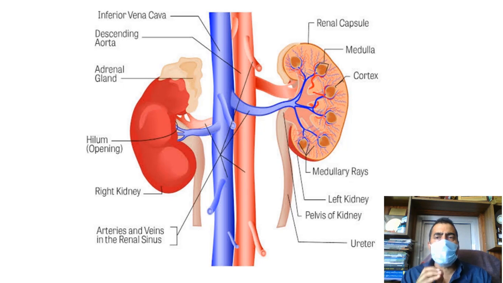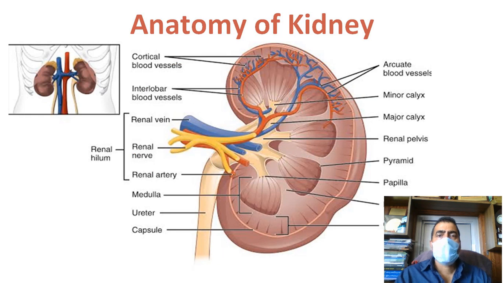The kidney also secretes one hormone known as renin, which is responsible for converting angiotensinogen, the hormone secreted by the liver, into angiotensin with the help of this renin hormone. The kidney has different structures.